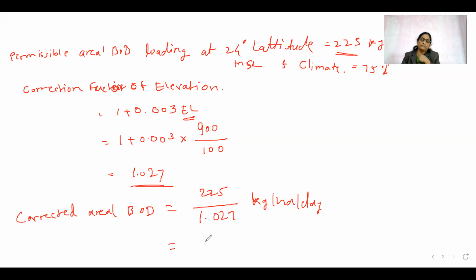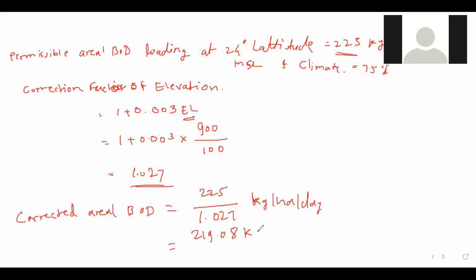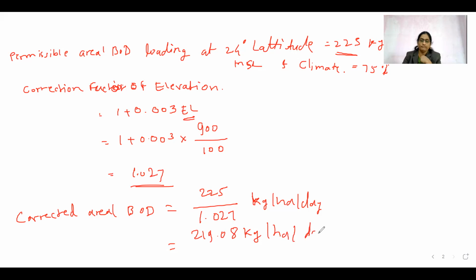Let me know the answer, please. Yes, it is 219.08 kg per hectare per day. Okay, so this is about the BOD loading. Now you can find out the pond area.